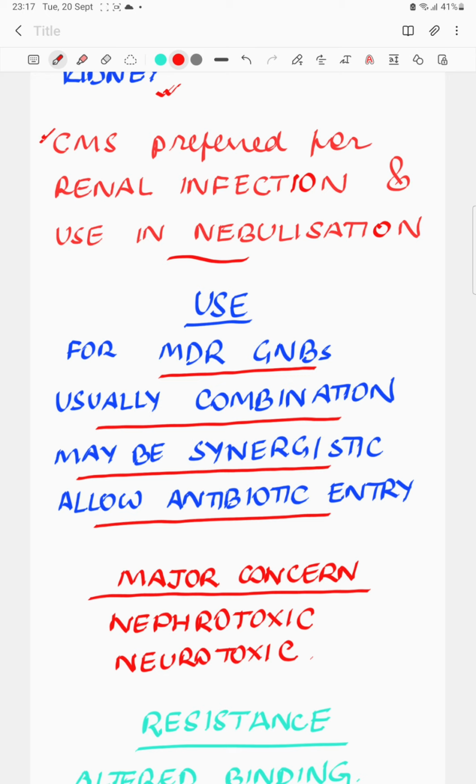So majority of the time, its use in the ICU is in combination, usually with another beta-lactam antibiotic like a BL-BLI combination or a carbapenem. It may also be used in combination with tigecycline, especially when we are dealing with MBLs. So it is something which is used mainly in combination, and we can also use both the IV and the nebulization formulation at the same time.